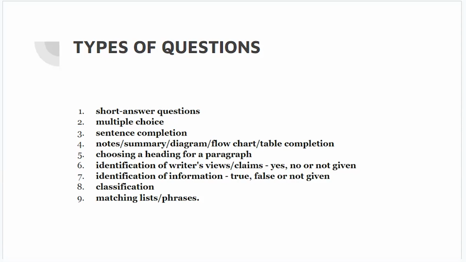So that is sentence completion. The fourth one is notes or summary or diagram or flowchart or table completion. So it may be in the form of notes or summary or diagram, flowchart and table completion and so on. And the fifth one, choosing a heading for a paragraph.